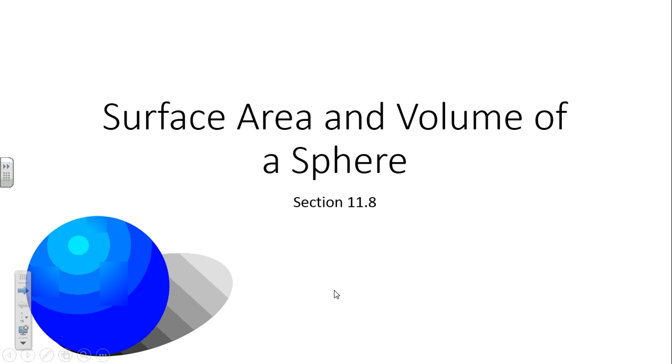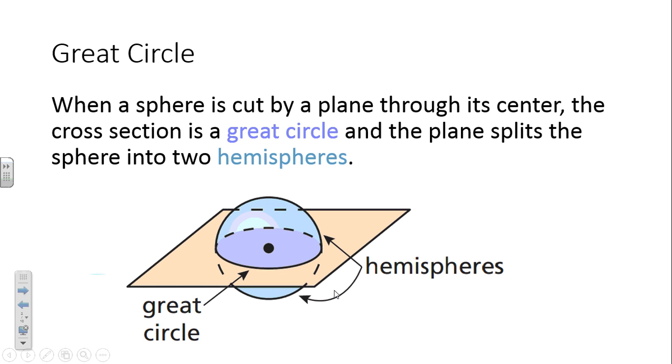Topic for today is surface area and volume of a sphere. You do not have to write this down. I want you to be familiar with this vocabulary though. When we take a sphere like a basketball or a baseball or a softball or a planet and we slice it through the center with a plane, we split that sphere up into two hemispheres.